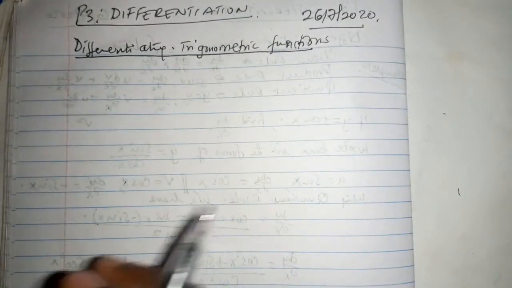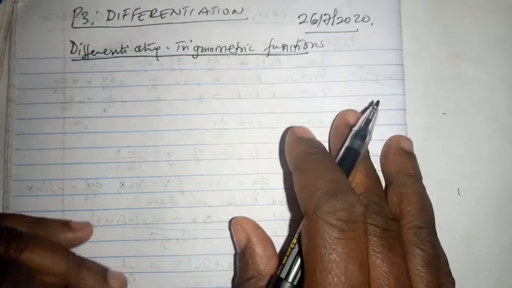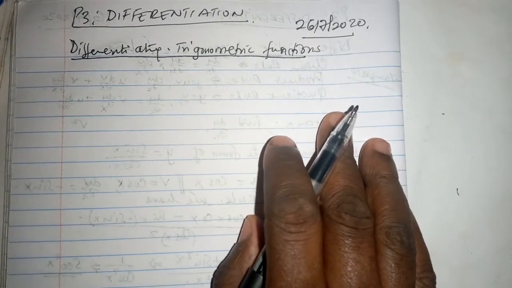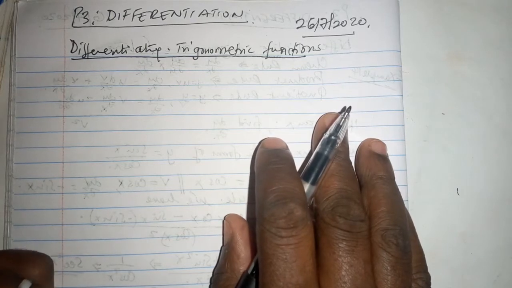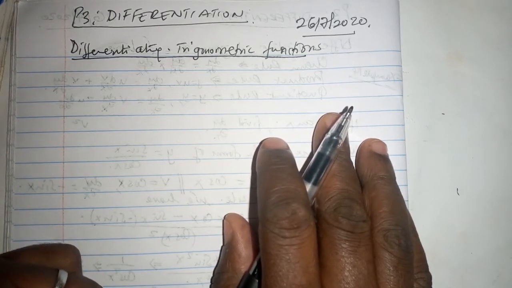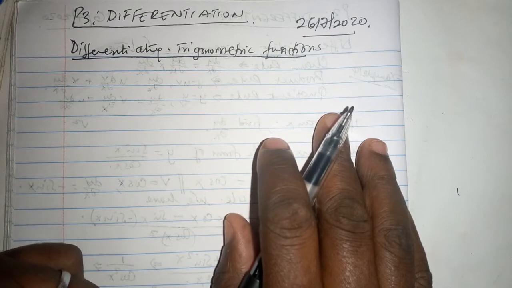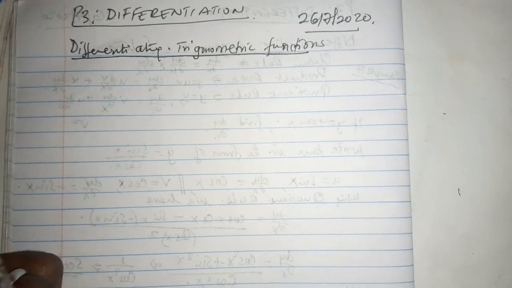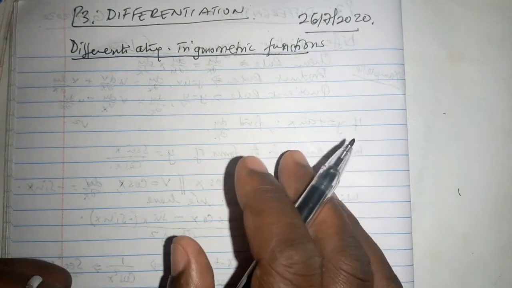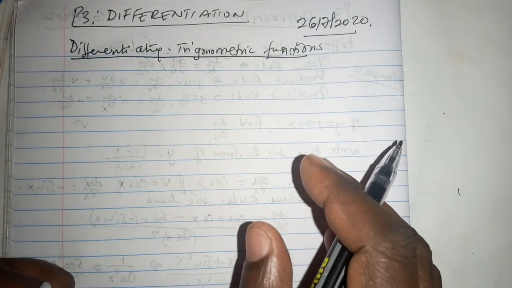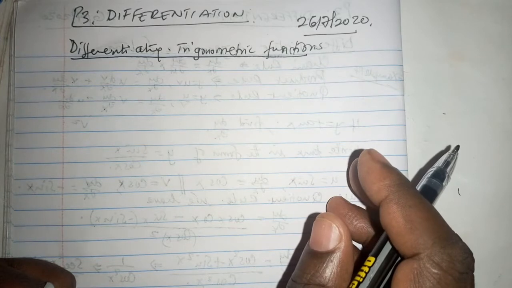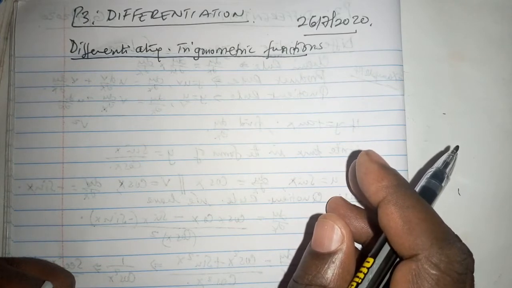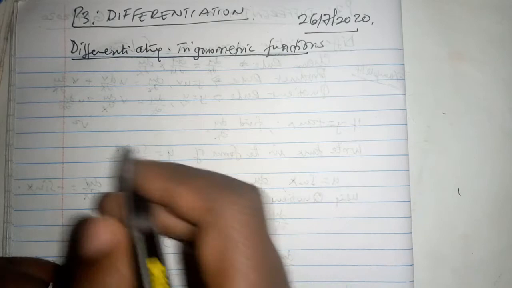This will teach us how to further differentiate trigonometric functions. We have introduced ourselves to differentiating trigonometric functions in my two previous videos. We've been able to use the quotient rule, the product rule, and the chain rule in attaining the differentials of different trigonometric ratios or functions.